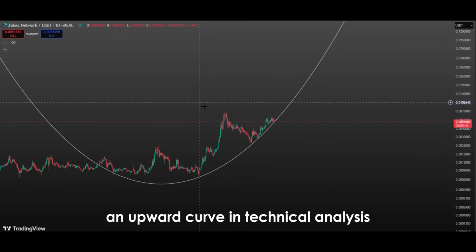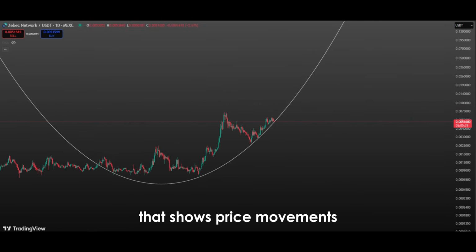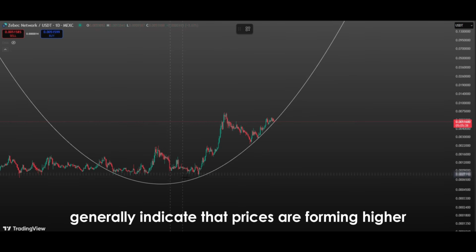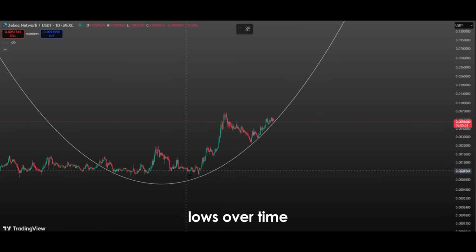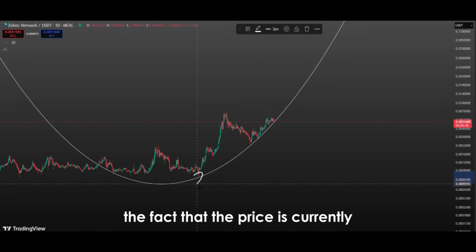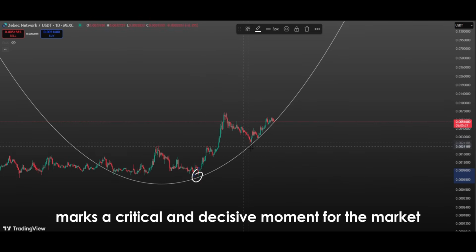An upward curve in technical analysis is a visual representation on the chart that shows price movements steadily trending upward over a certain period of time. Such curves generally indicate that prices are forming higher lows over time and that the overall market trend is positive. The fact that the price is currently touching this upward curve marks a critical and decisive moment for the market.